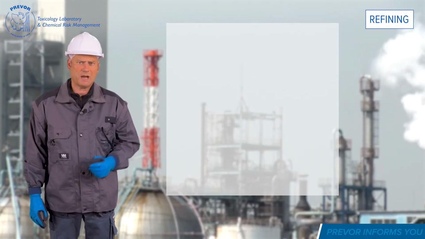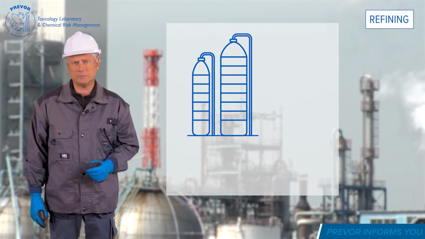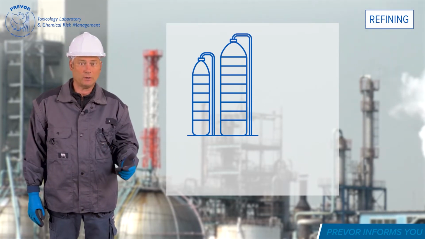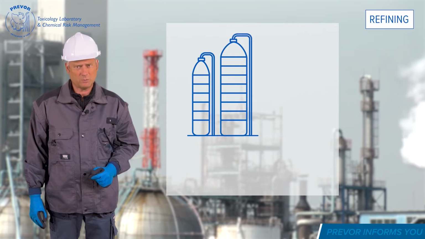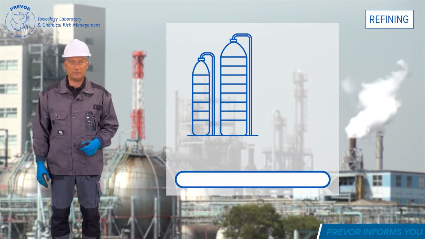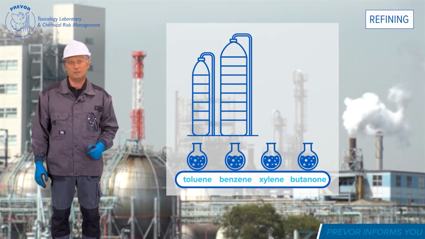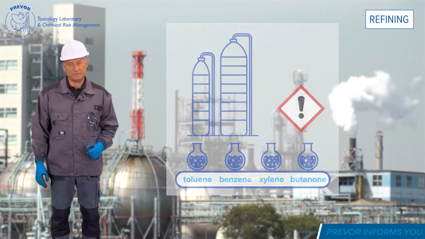Refining is done in two major steps. It starts with distillation, which separates heavy crude oil into lighter groups of hydrocarbons, such as fuel oil or naphtha. It exposes workers to organic solvents. Among these solvents we find toluene, benzene, xylene, but also butanol. These solvents are generally irritants.